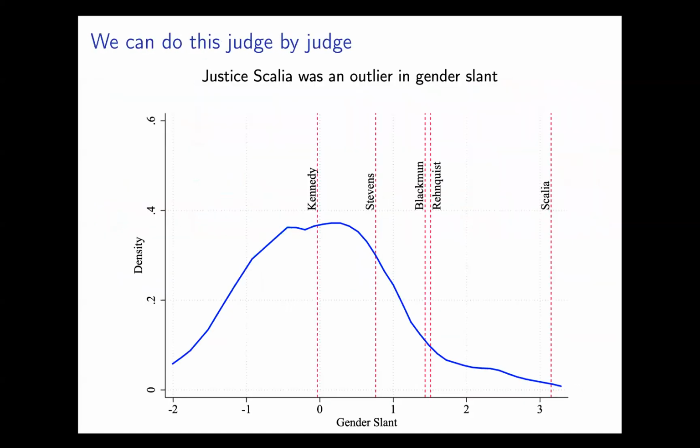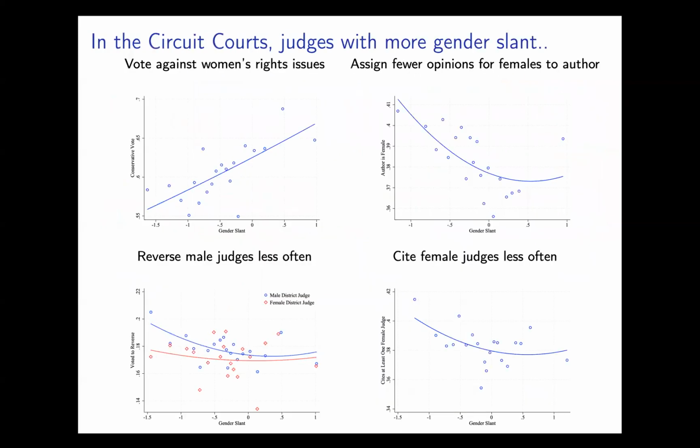So we can do this judge by judge. We see that Justice Scalia was an outlier in gender slant. And in the circuit courts, judges with more gender slant vote against women's rights issues, assign fewer opinions for females to author, cite female judges less often, and reverse male judges less often.